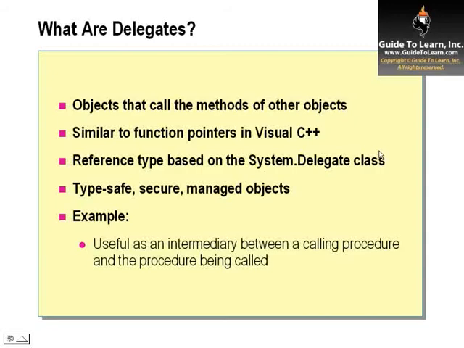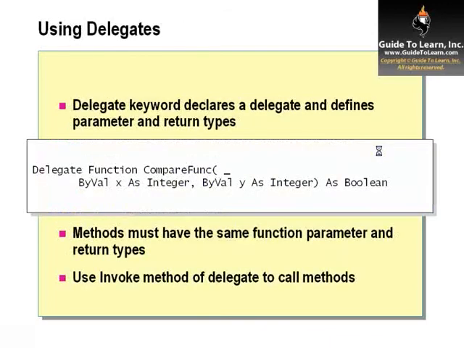They are similar to function pointers in C++. The only difference here is that they are pretty safe in regard to the type. Because with function pointers in Visual C++, you never have a guarantee that you're going to go back to the same address that instantiated it. A delegate is a reference type based on the System.Delegate class, so it's type safe, secure, and managed. The example would be a scenario where you want to have an intermediary call between the procedure and the procedure that is being called. The concept of a delegate is outside of the scope of this class, but we're just talking about it a little bit here because the .NET Framework requires us to.